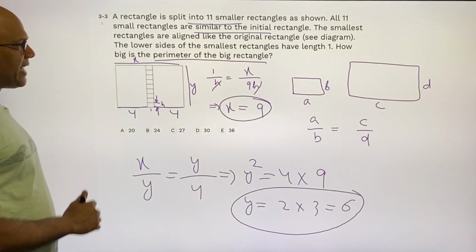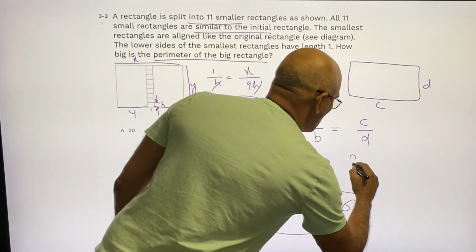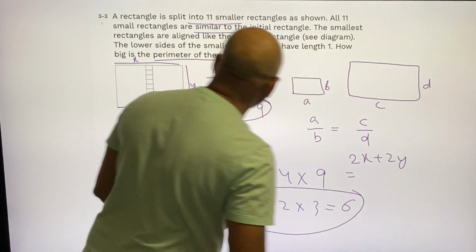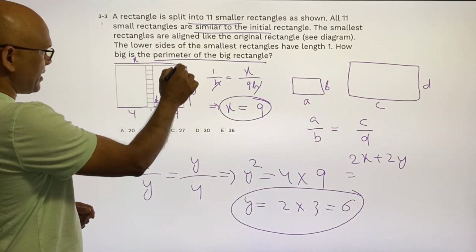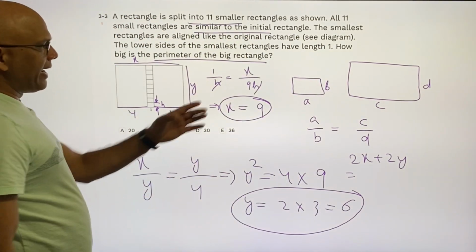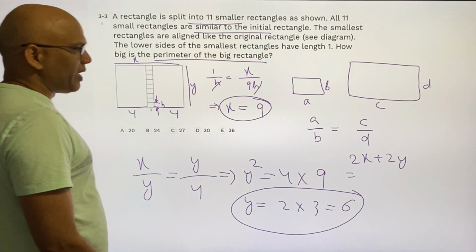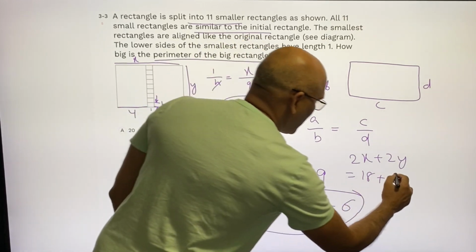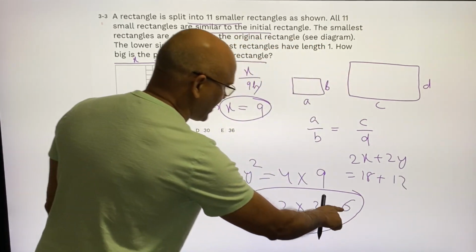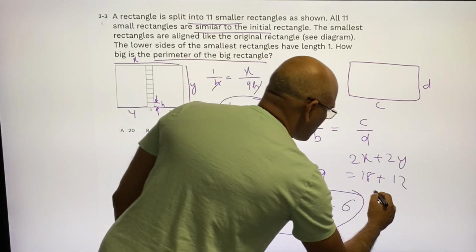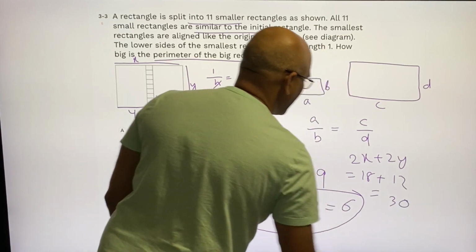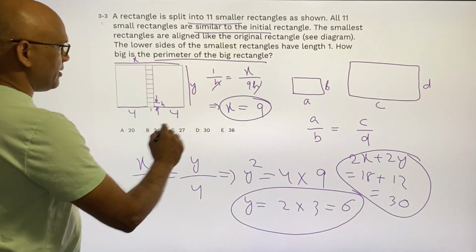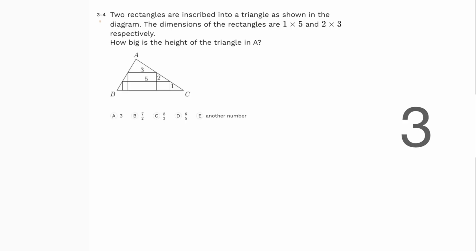So the perimeter is then going to be 2X plus 2Y, this plus this and this plus this. X I already have 9, so that is 18, plus Y is 6, 2 times 6 is 12, so this is going to be 30. So the perimeter is going to be 30. Then D is the correct choice.